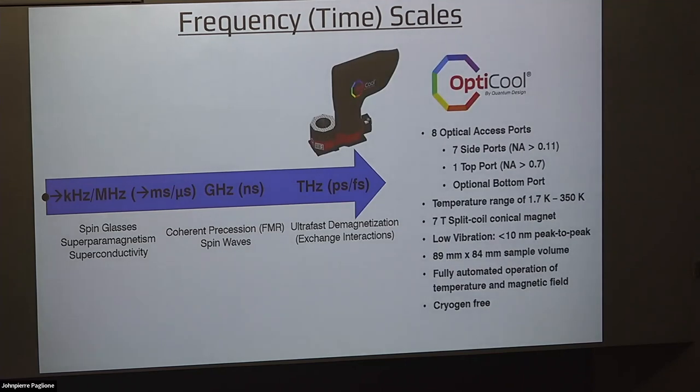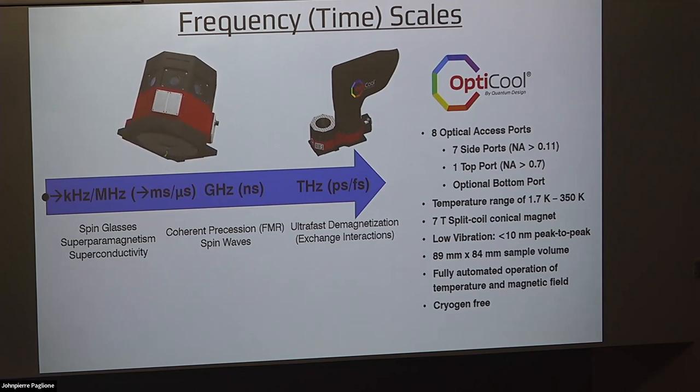It is a magneto-optical cryostat. Unlike a PPMS, we don't have any plug-and-play measurement options for optical. You build your own experiment with this, but we give you the same temperature and field comfort you expect from a PPMS. So we've got lots of optical access. If we take a look at this, we've got 7 side ports, 1 top port, and a port down here in the bottom, just trying to give you as much optical access as possible.